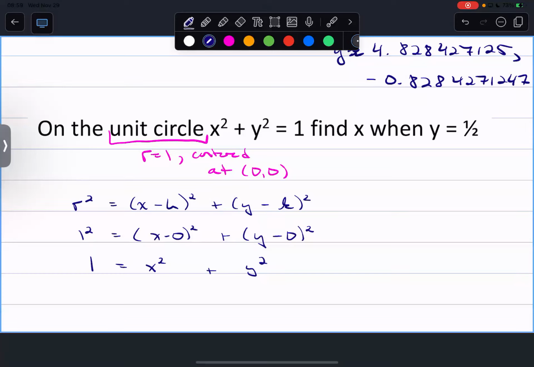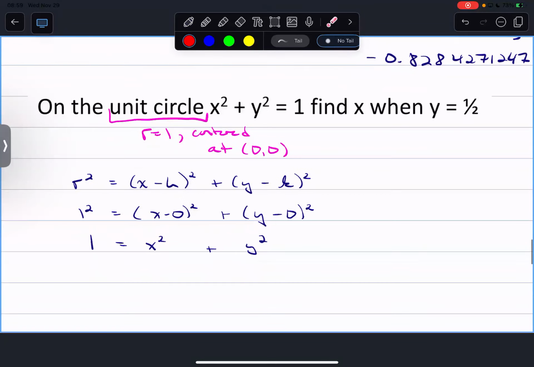Which is where they got this from, and also my clue that it would have to be centered at 0, 0, right? Because from each of the x's and y's, I've subtracted 0. We're given the unit circle, but I want to introduce where it came from. And so we're going to find x when y is 1/2.